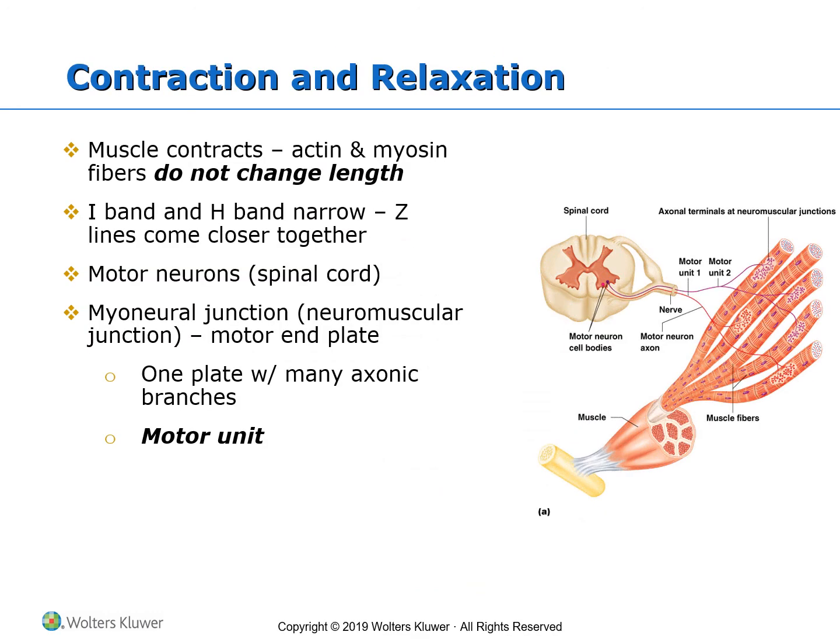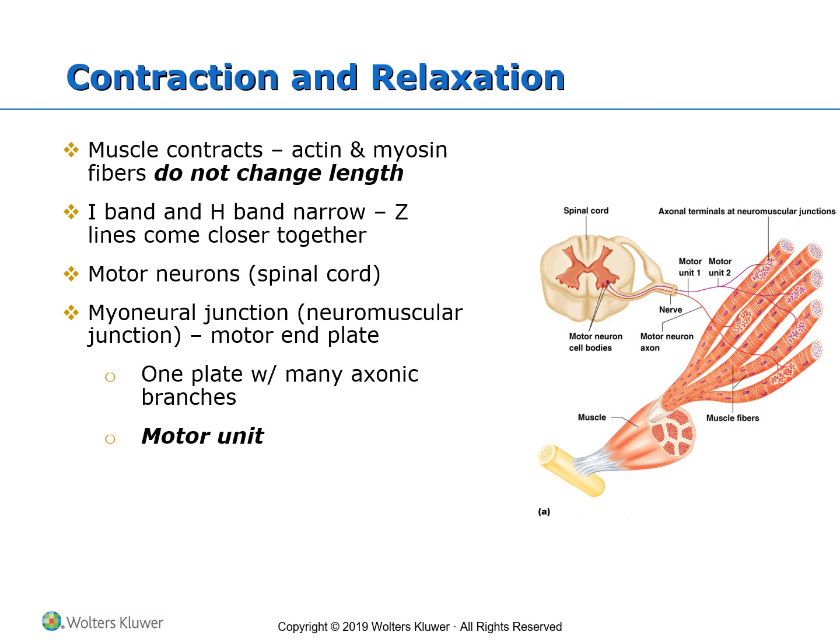To summarize the contraction and relaxation, the muscle contraction is the result of actin and myosin changing their relative position against each other while not changing their length. The contraction is the result of the stimulation from the motor neurons living in the spinal cord in the anterior horns, and for that to happen, we need to have what is called a myoneural junction or a neuromuscular junction.